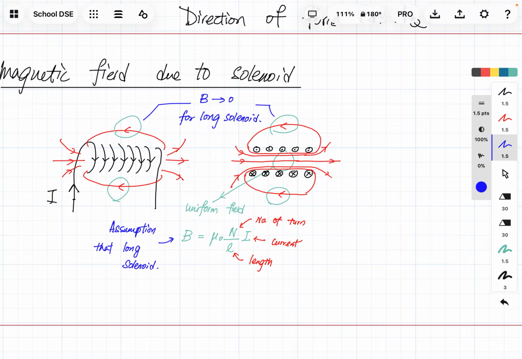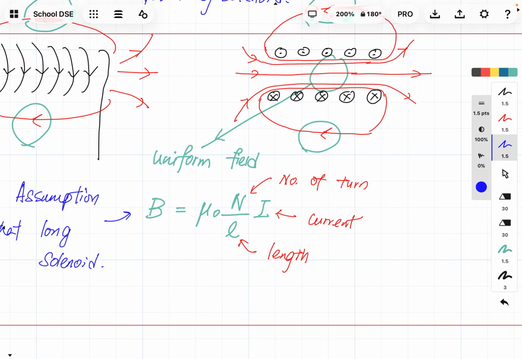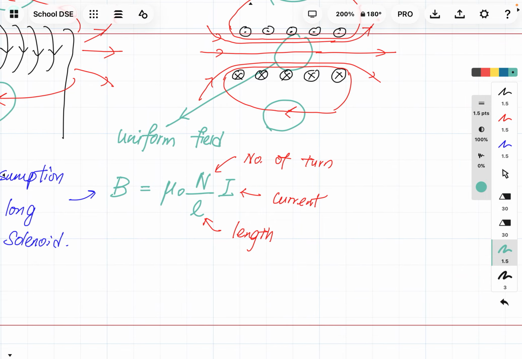Okay, the explanation is because this one produces fields into the page and no field outside, and then the smaller one produces a magnetic field out of the page, and then the B field outside is 0, and then we say that this part cancels the field here. This is so ugly. Let me remove this. So produce a B field here like this.